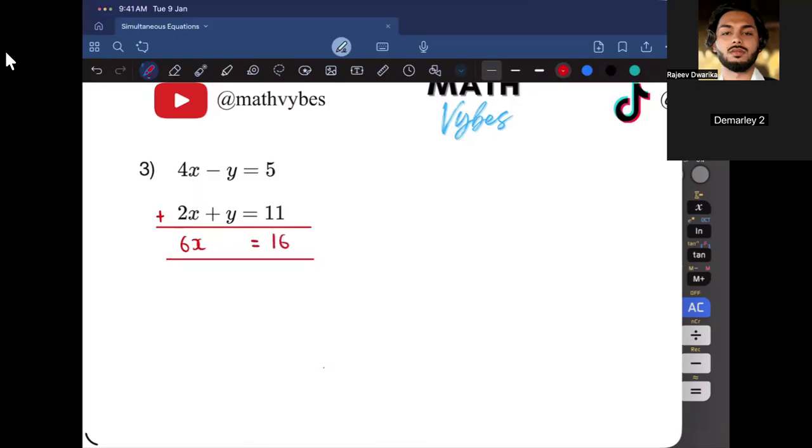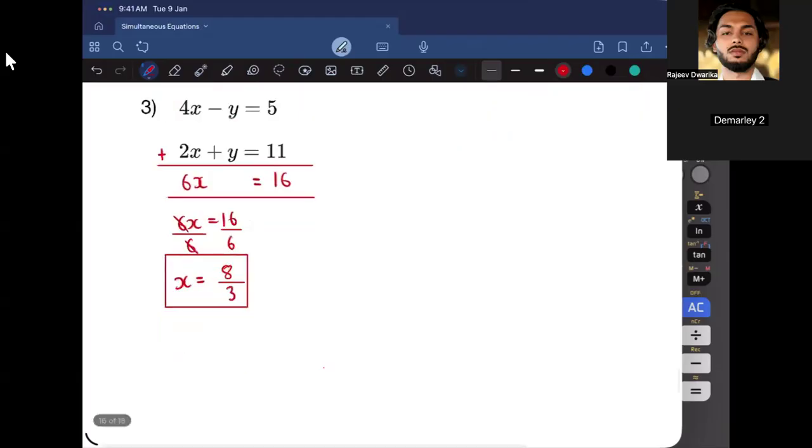So 6x is equal to 16. Divide both sides by 6. x is equal to, okay, that would be 8 over 3. You know why I say 8 over 3? Because both of them are divisible by 2. Right? So that's x. What do you want to use to find y?